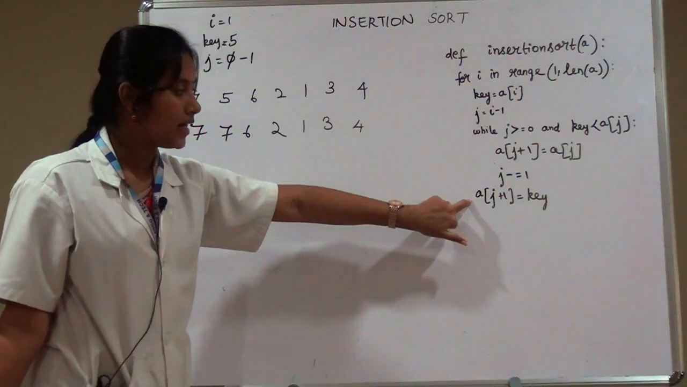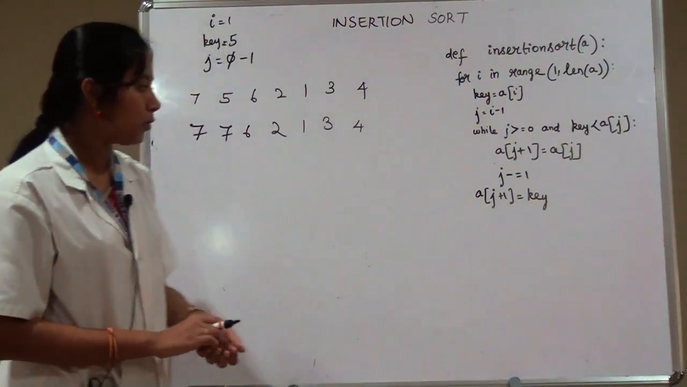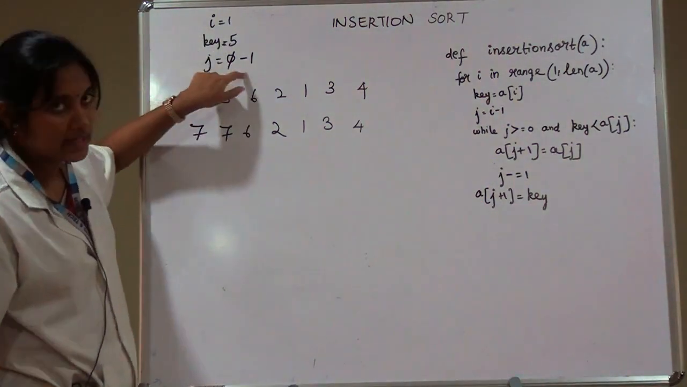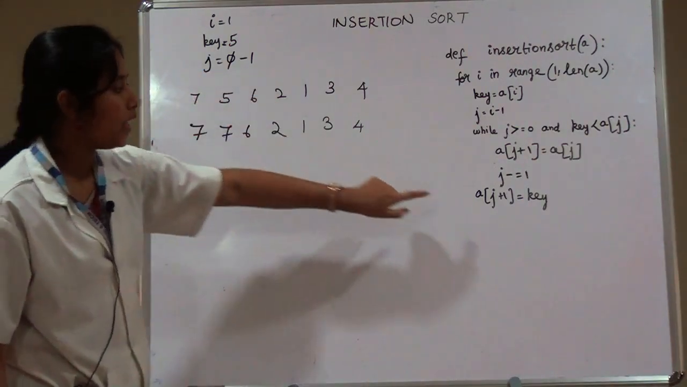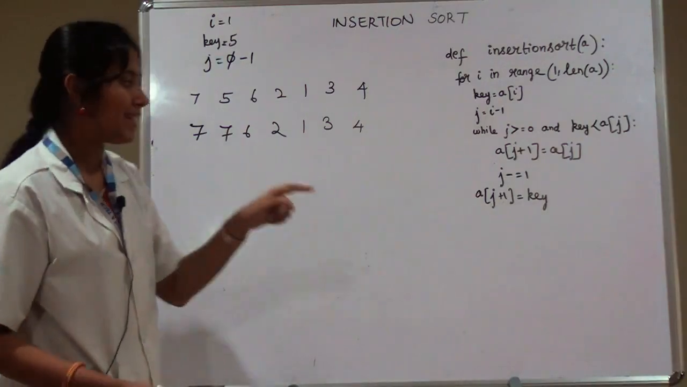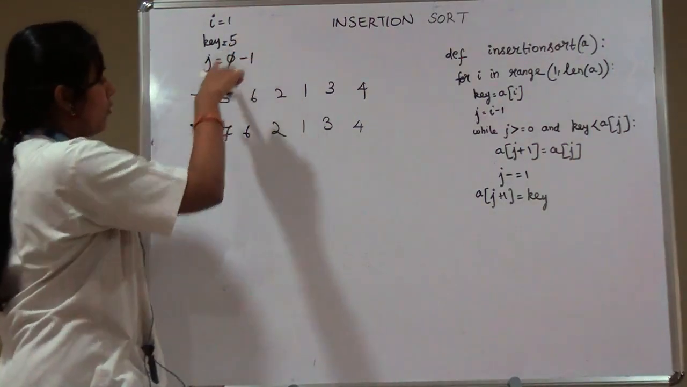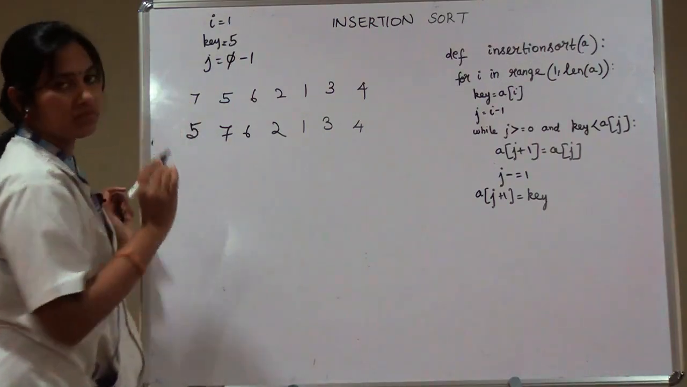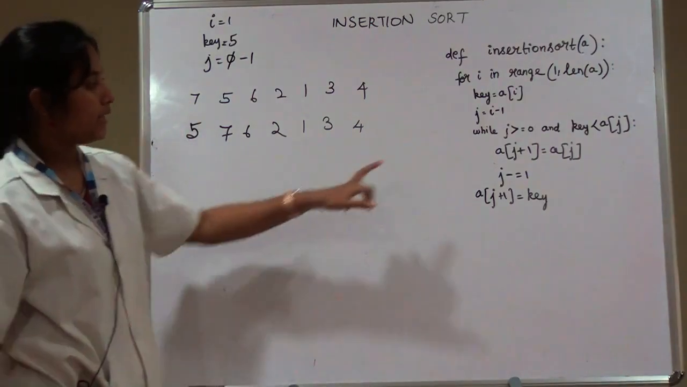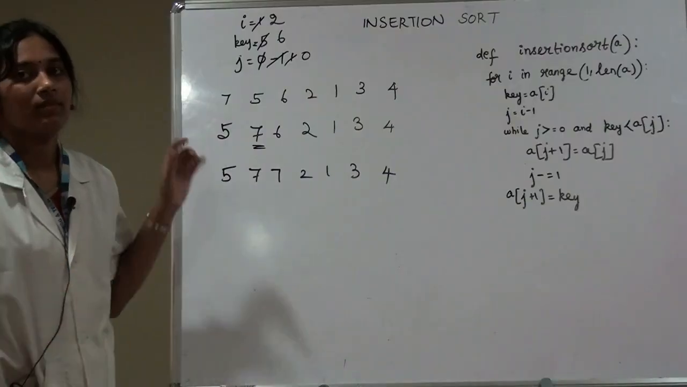So what is this statement? A[j+1] = key. So j is -1, j + 1 is -1 + 1, which is 0. A[0] is key. So we are assigning the key value to A[0]. So we are assigning 5 here. Okay. So this is the first iteration.